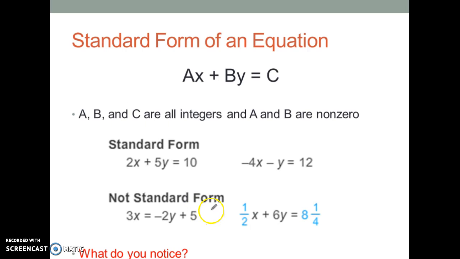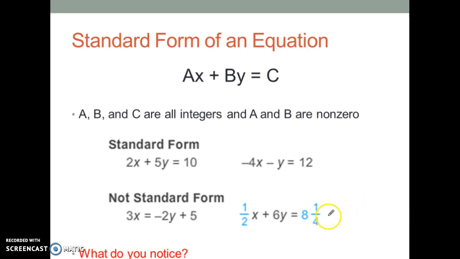Standard form, when it's not correctly written, the x and the y values are not on the same side, such as this example, 3x equals a negative 2y plus 5. We can rewrite this into standard form if we added 2y on both sides, but as it's written, this is not in standard form. Looking at our other equation, we have 1/2 x plus 6y equals 8 1/4.